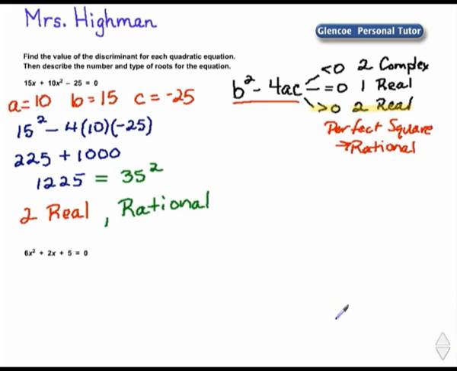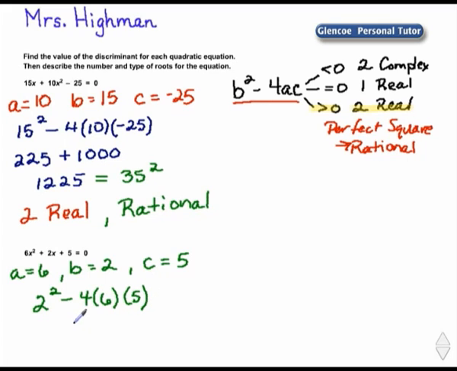Our second equation, 6x squared plus 2x plus 5 equals 0. Well, again, we're going to use the discriminant, and this time a is 6, b is equal to 2, and c is equal to 5. So b squared, that would be 2 squared, minus 4 times a, which is 6, times c, which is 5.